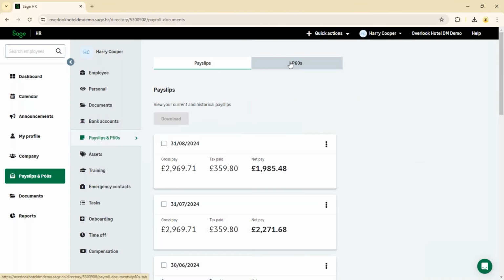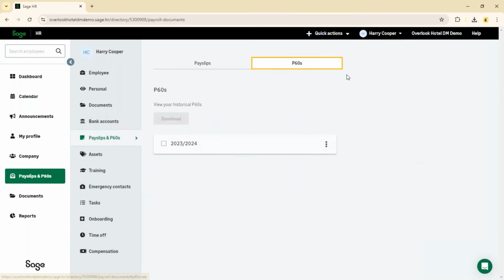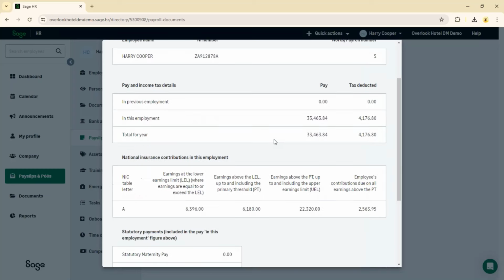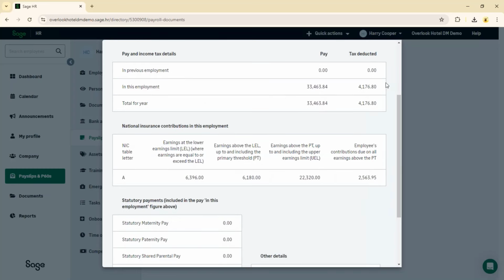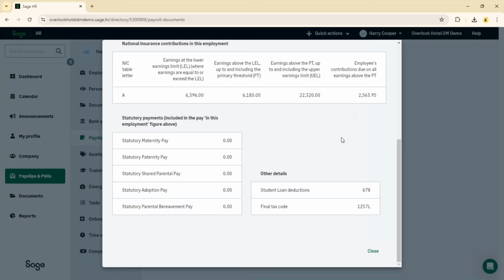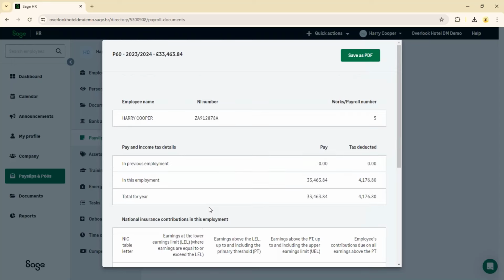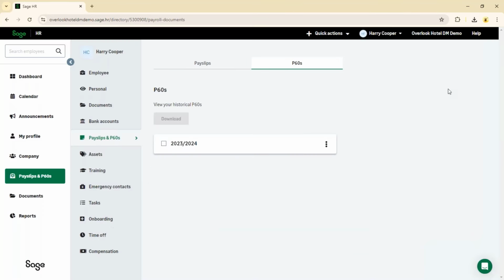As well as the payslips, you can also host your P60s in Sage HR. So this was the P60 for the end of the previous tax year. Again, all the information can be quickly viewed online. So these are the totals for the pay and tax, for the national insurance and any statutory payments. And you've got the full PDF version available as well. So Harry gets an email each time I publish a P60, and if he uses the mobile app, he can also view these from his smartphone.